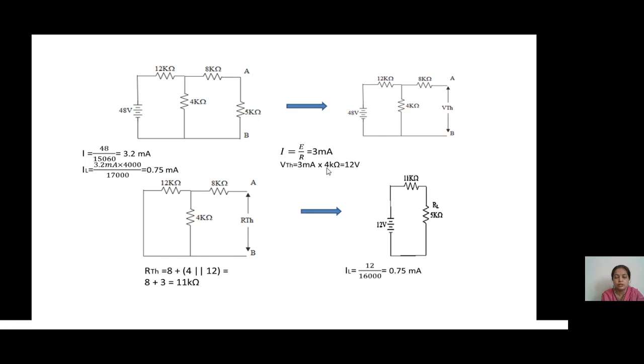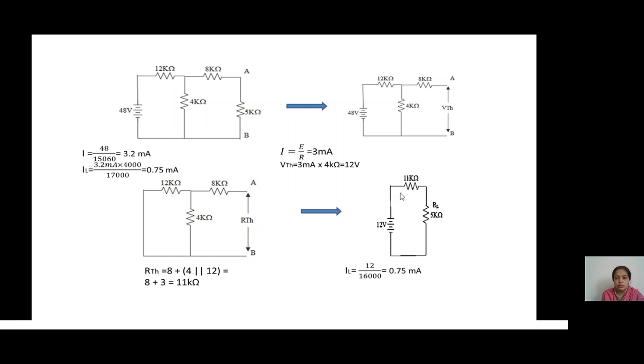So we have found what is VTH and what is RTH. We will connect that in the Thevenin's circuit. So VTH is 12 volts, RTH is 11 kilo ohm. Then we will connect back the load and measure what is the load current. So load current is 12 volts, the VTH, divided by total resistance, 11 plus 5 is 16k, which is equal to 0.75 milliamps. So whatever current we are getting without Thevenizing the circuit, the same current we are getting after Thevenizing the circuit.